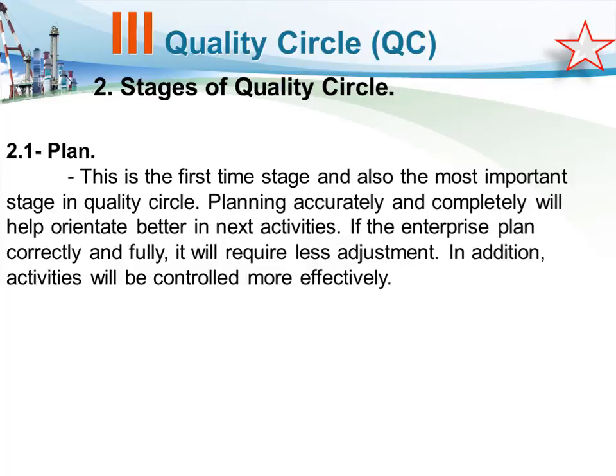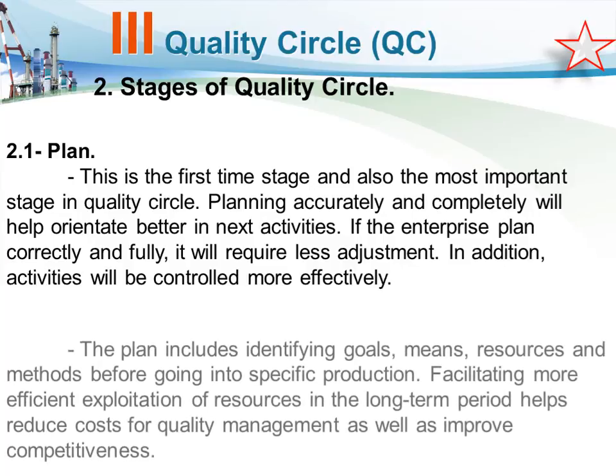Stages of the quality circle. First, plan. This is the first stage and also the most important stage in the quality circle. Planning accurately and completely will help orientate better in next activity. If the enterprise plans correctly and fully, it will require less adjustment. In addition, activity will be controlled more effectively.